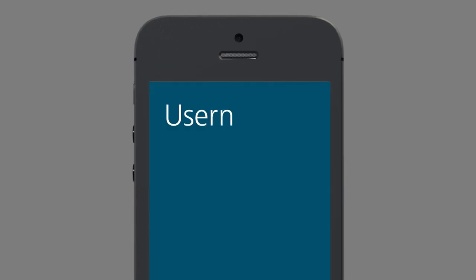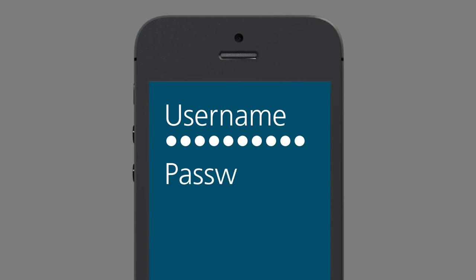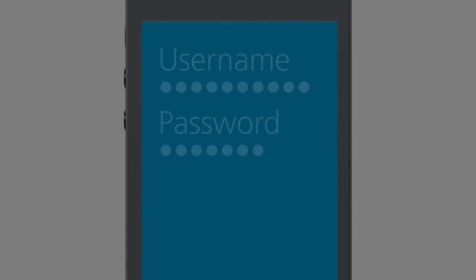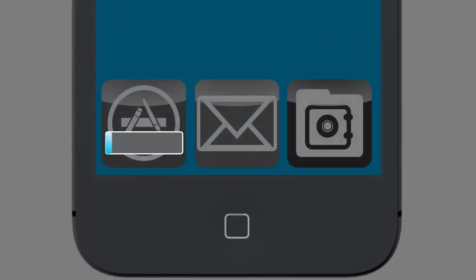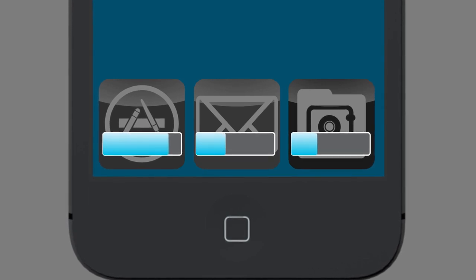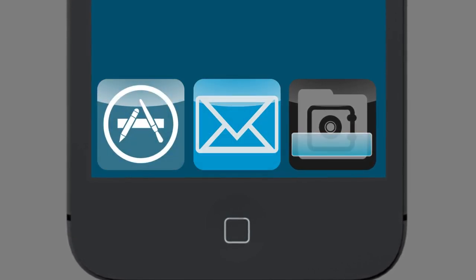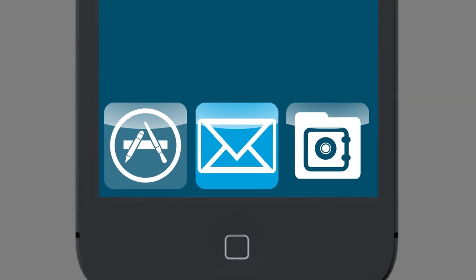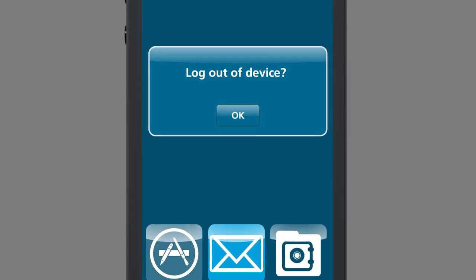Enable shared iOS devices with AirWatch by forcing the user to log into the device with their corporate identity. AirWatch personalizes the device and dynamically configures the device over the air with the user-specific applications, email, and enterprise content. When finished, the user logs out of the device and all of their data is securely removed and deleted.